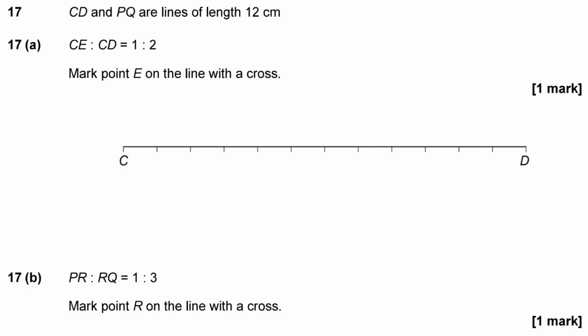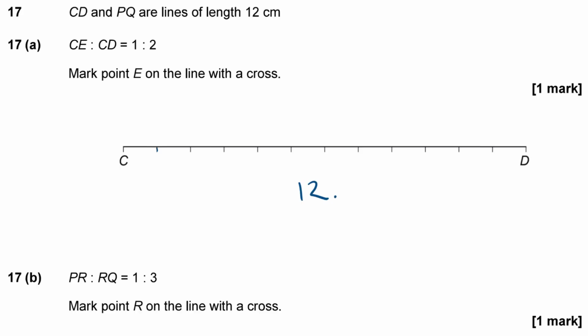Okay, CD and PQ are both lines of length 12. Here's CD. PQ is a bit further down on the page, so this is 12. And actually you've got the 12 digits on here, haven't you? 1, 2, 3, 4, 5, 6, 7, 8, 9, 10, 11, 12. So it's been already marked up into 12 sections.